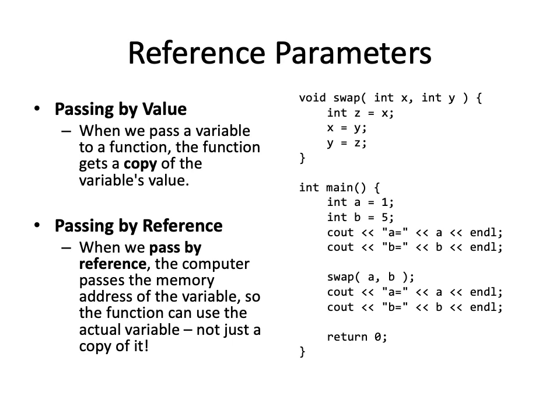What we want to do is pass by reference. Now when we pass by reference, the computer passes the memory address of the variable behind the scenes so that the function can use the actual variable itself, not just a copy of it. What does this look like? Let's take a look at that same function that we just saw, but now instead of passing by value, we're going to pass by reference.